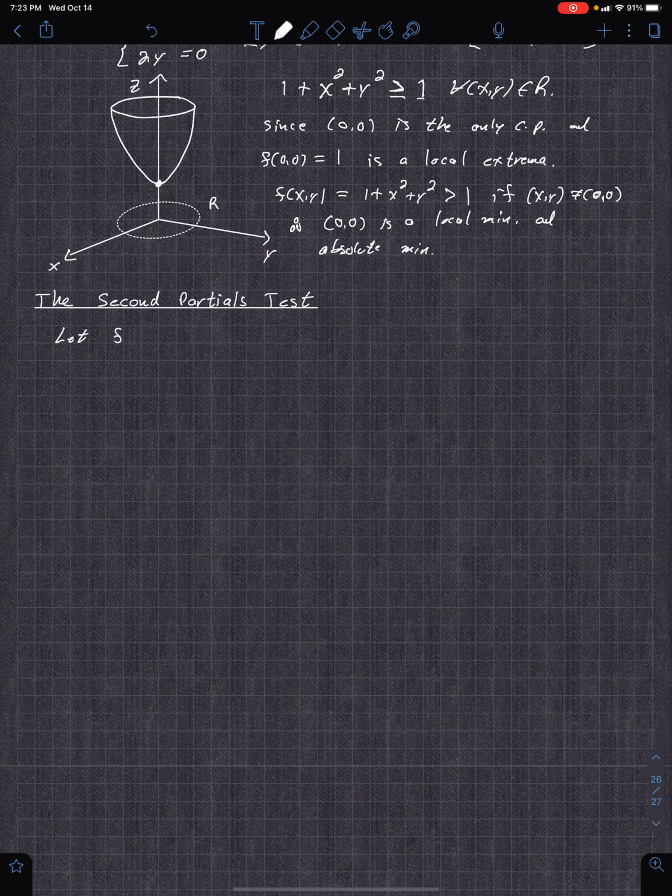All right, so let f(x,y) have continuous second partials on R. R is a subset of R², which is the xy plane.